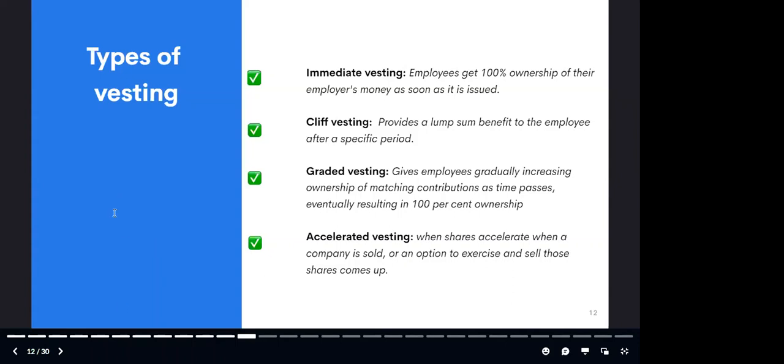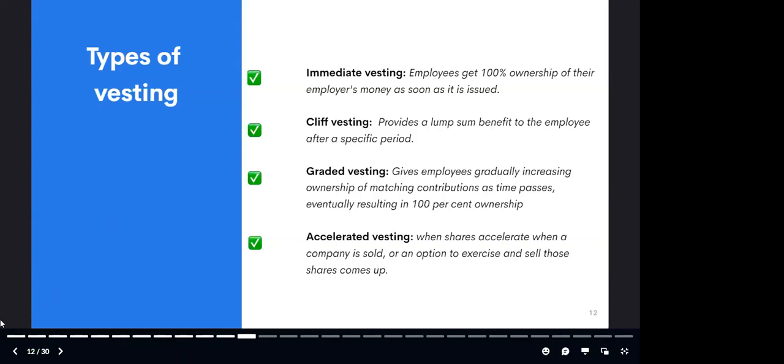And so the first example that we have here is immediate vesting. Immediate vesting is basically a time-based type of vesting, which means that there's no time period to leverage the benefits. As an employee, the company gives you those shares, you earn them immediately, you earn the right to ownership of those shares.